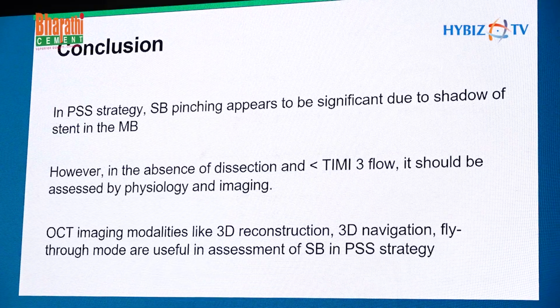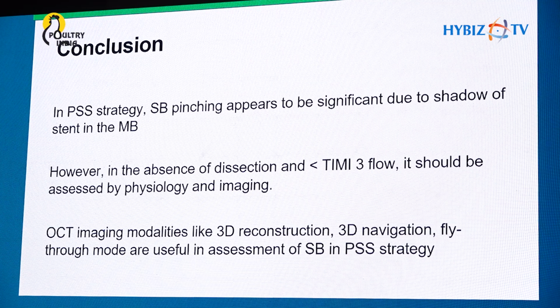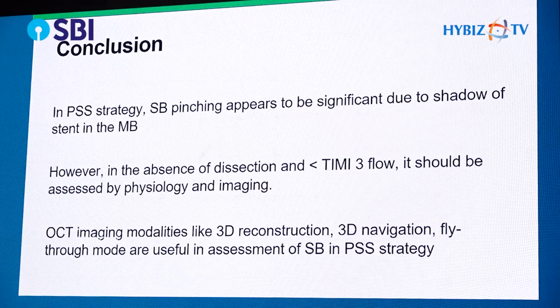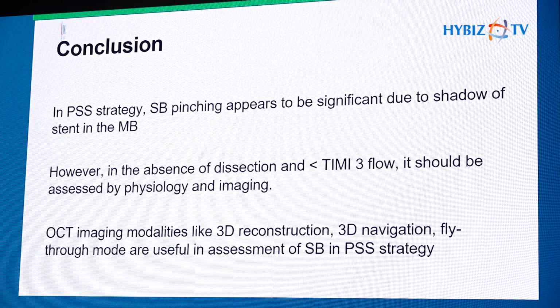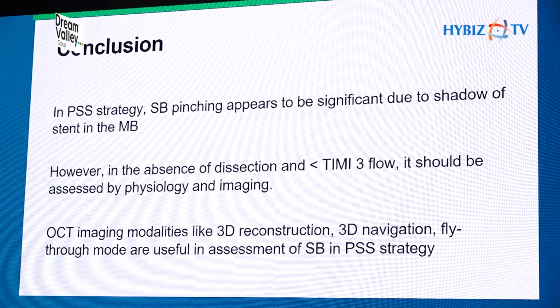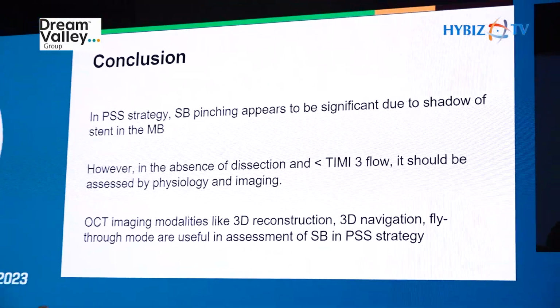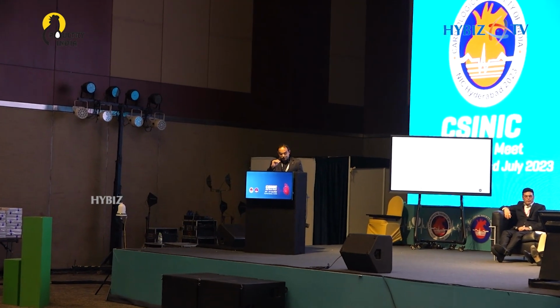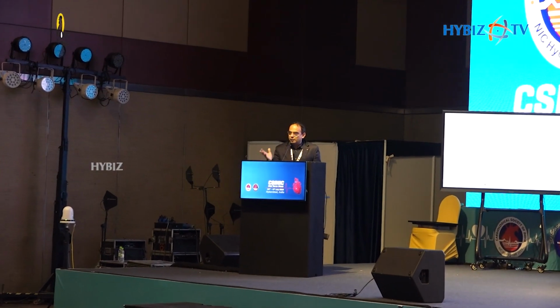So to conclude, in the provisional stent strategy, the so-called visual optical side branch pinching appears to be significant, but it could be because of the shadow of the main branch stent. Whenever there is absence of TIMI 3 flow or absence of dissection, we should always assess these so-called optically pinched side branches with physiology and probably a combination of imaging. If this had been a normal side branch, we would have just left it alone. We would not have dilated or done a kissing balloon.